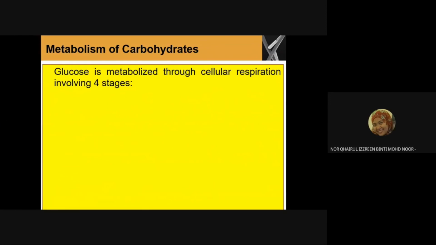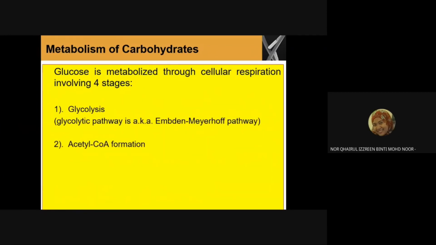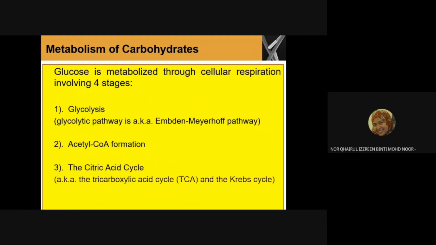Glucose is metabolized through cellular respiration, which involves 4 stages. One is glycolysis. Two is acetyl-CoA formation. Third is the citric acid cycle, which is the Krebs cycle or TCA cycle. And fourth is the electron transport chain, also known as oxidative phosphorylation, ETC.